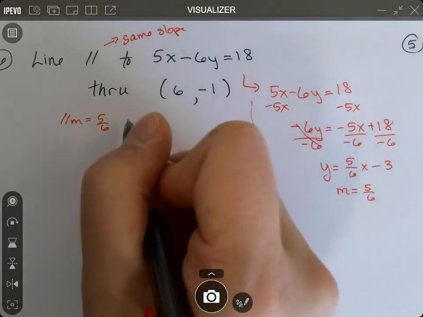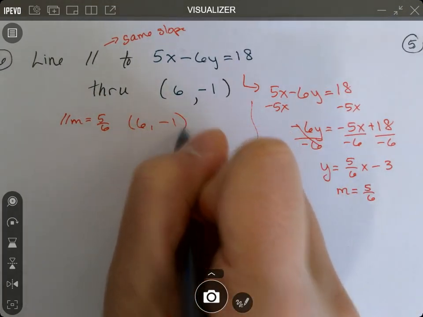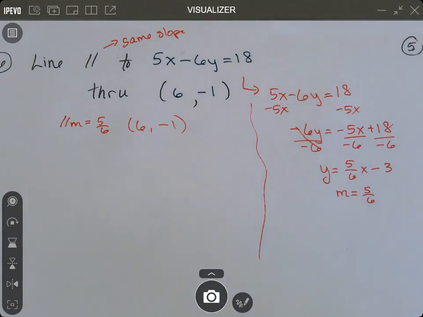What's the anchor point that I gave you? 6, negative 1. Now do the same thing. Find me the equation of your line. Why do you divide the slope by negative 6? I thought you don't divide the slope. You divide everything. What you do to one side, you do to the other.